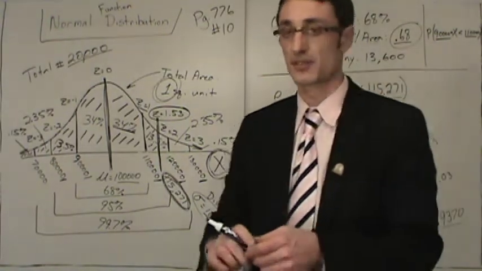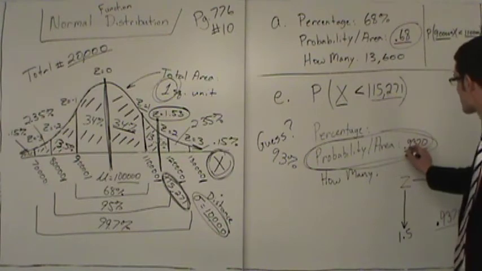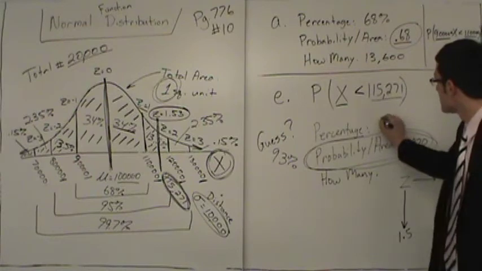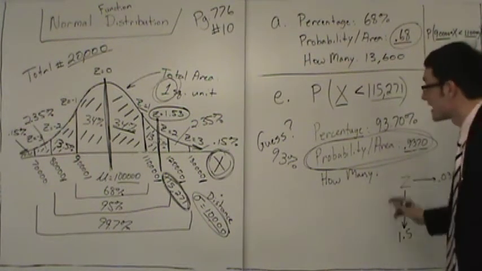That's your answer. Now to convert this to a percentage, we're going to move the decimal 2 places to the right. We get a percentage of 93.70%.